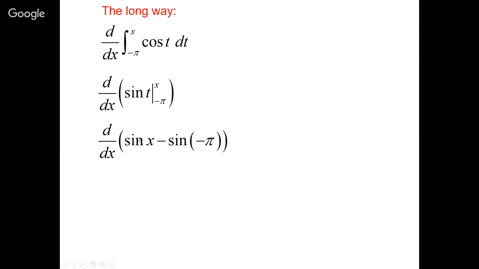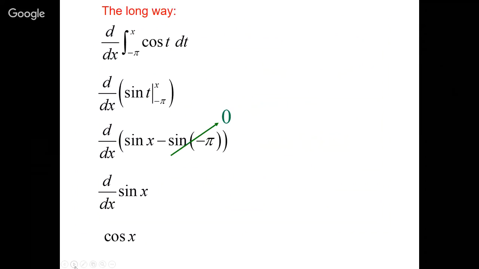So that means we're going to put in x into sine and then subtract. This is big F of b minus big F of a. We plug these numbers in. And hopefully you all remember that the sine of negative pi is 0. All right. It goes to 0. And then I can take the derivative of sine, which is, voila, cosine.